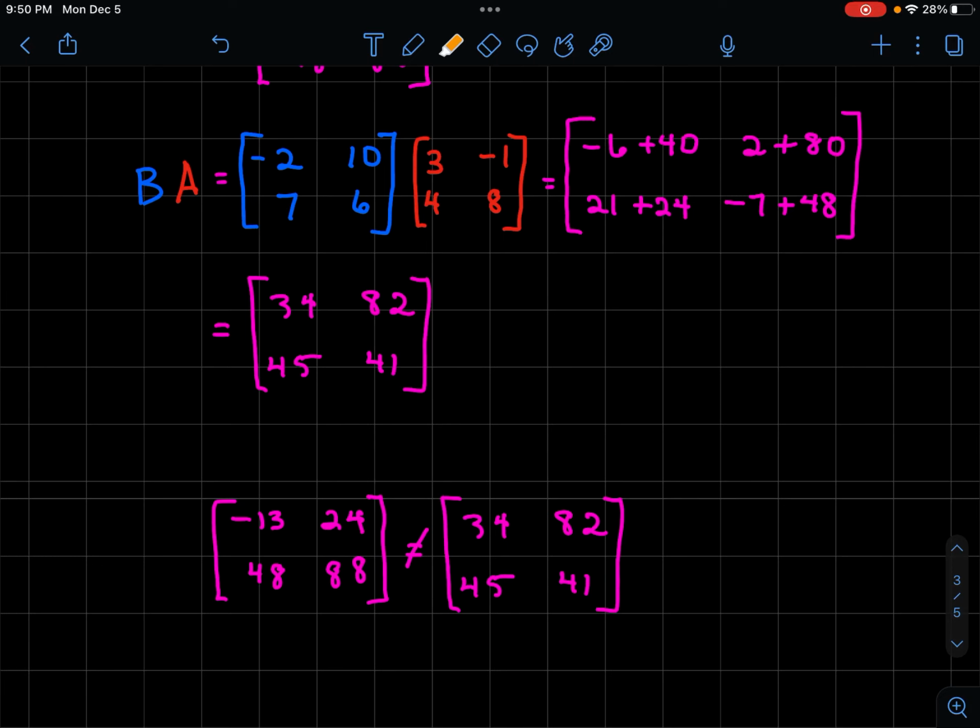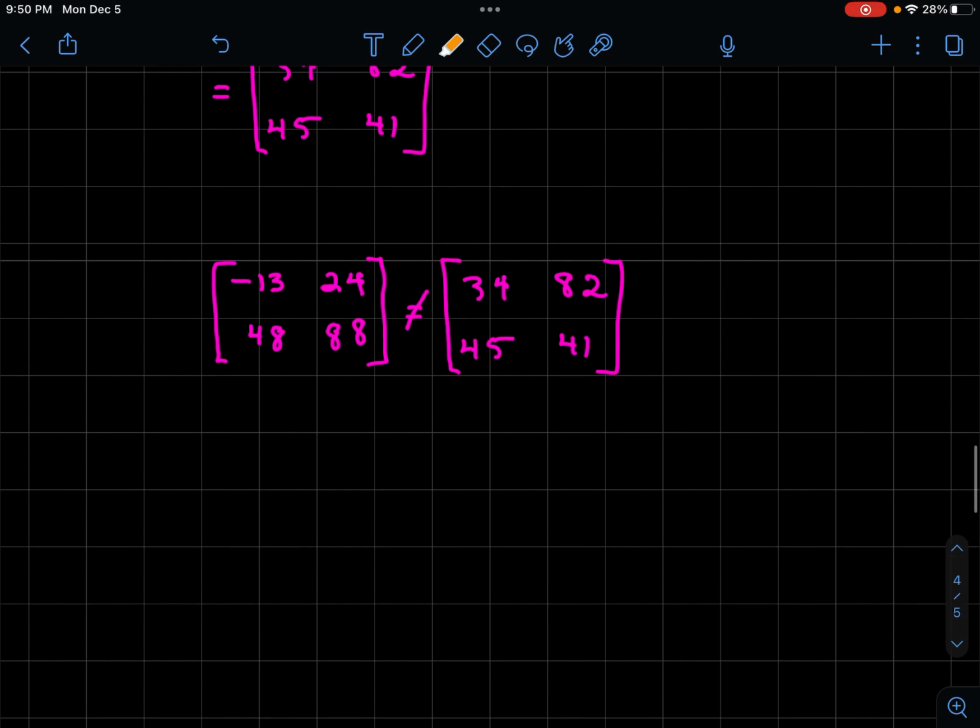Which goes to show these two matrices are not equal. Although they have the same exact dimensions, the numbers in the corresponding spots of these matrices are not the exact same numbers. So therefore, AB does not equal BA. Matrix multiplication is not commutative. It does not have that nice property that our real numbers have. So there you go.